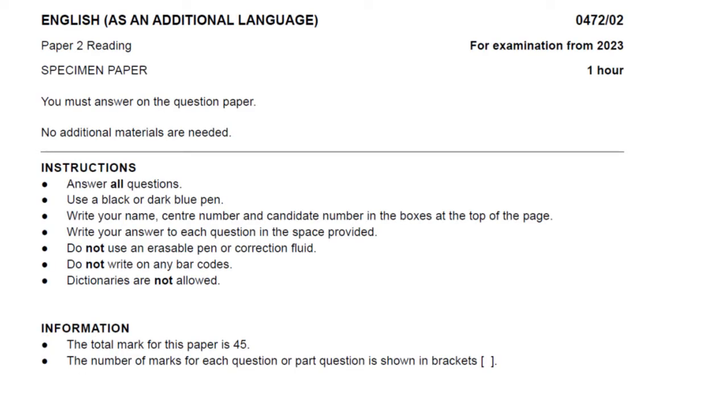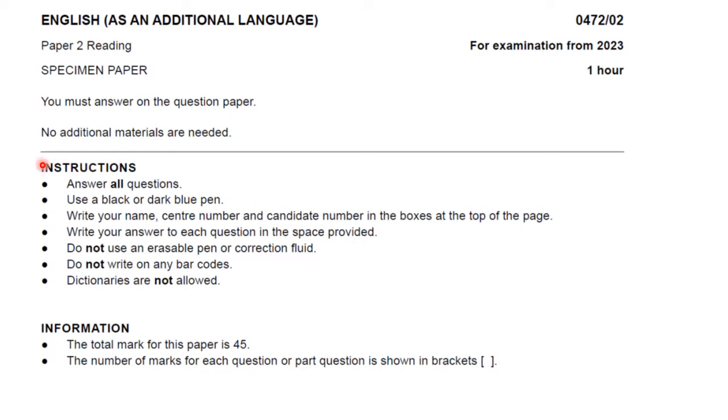Now, paper two is the reading paper. This is also relatively easy. I'm not going to say relatively, it's really easy. It's a 1-hour paper, and it's out of 45, as I told you.